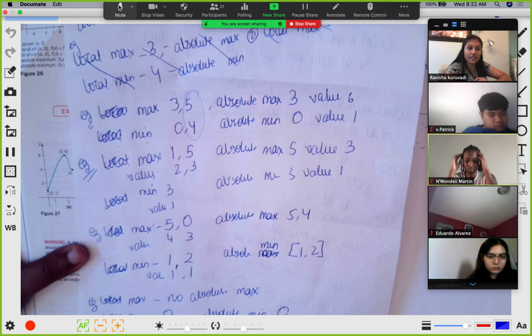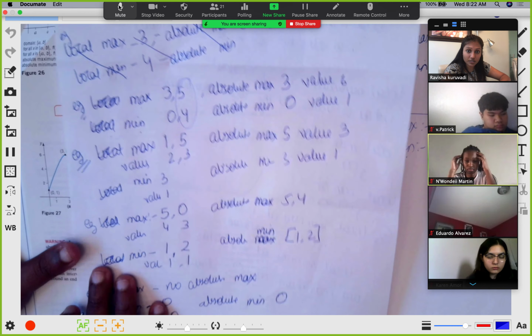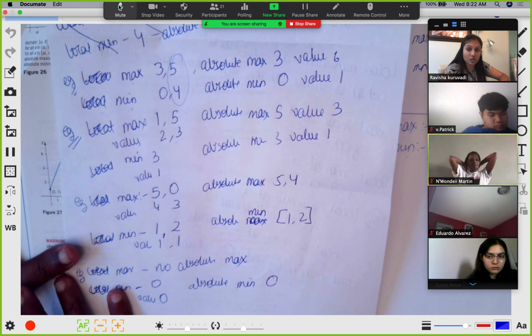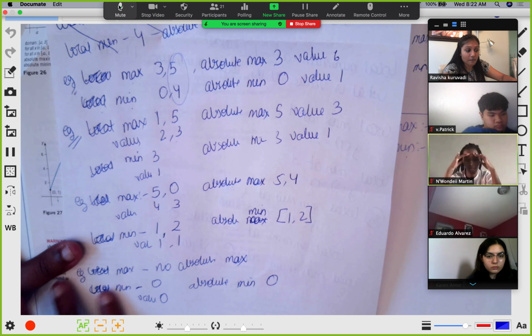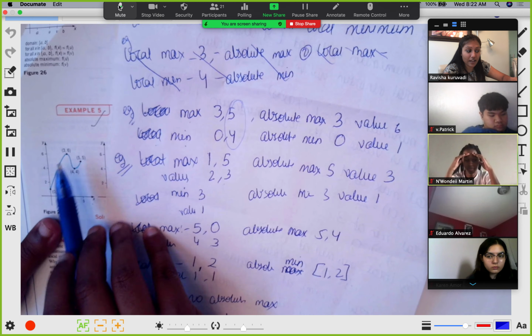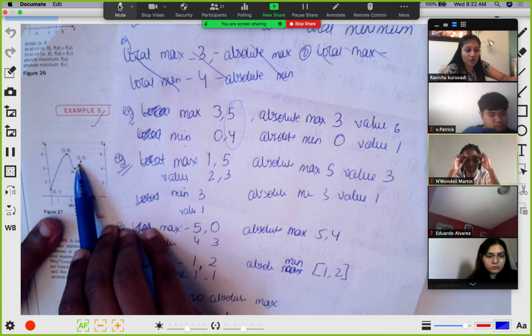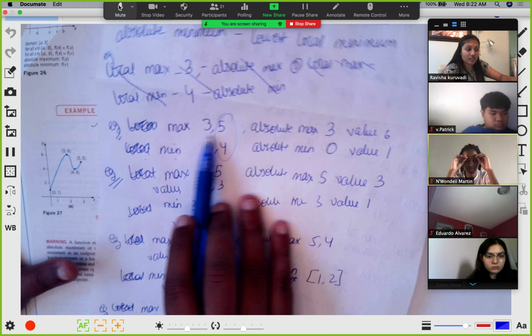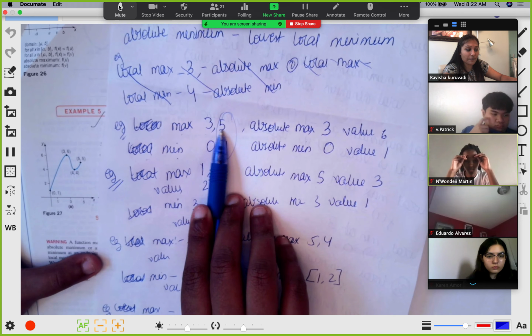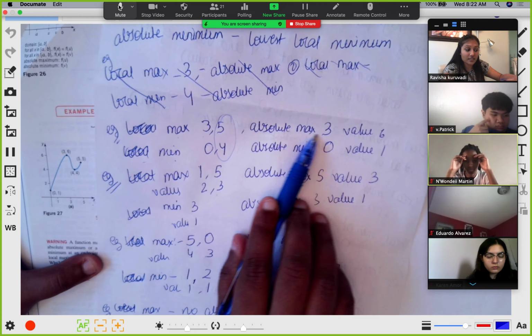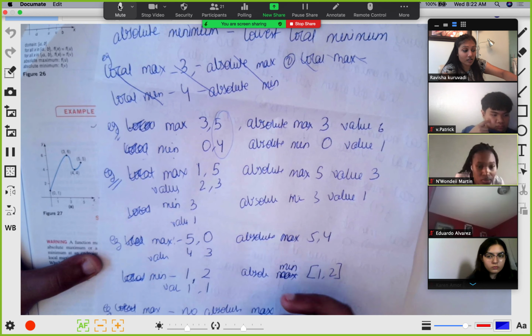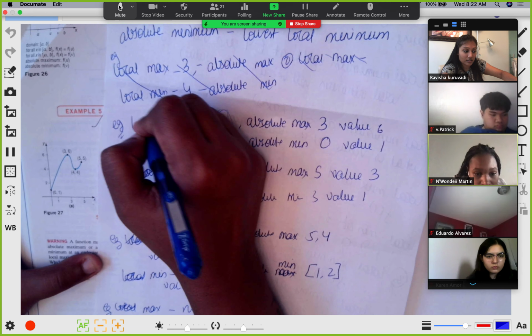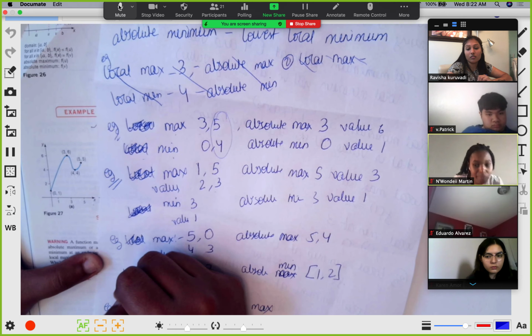If you understand that part, whenever you're finding absolute max or minimum, find the max. The max here, you said, is at 3 and 5, and the minimum is at 0 and 4, and then find the highest one. The highest one is 5, you know, absolute is 3 and the value is 6. The way we were doing it, don't write local. Don't write local.